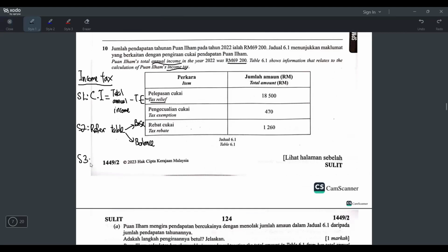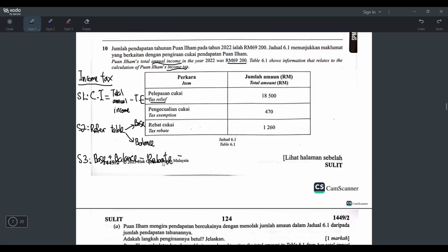And then step 3 is to take the base tax plus the balance tax, which you get from the table. Yeah, this base and balance you dapat ni daripada table. You minus with rebate. And when you do that, the answer is the income tax lah. After you do all this, then you get the income tax.